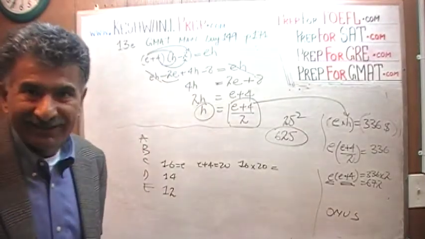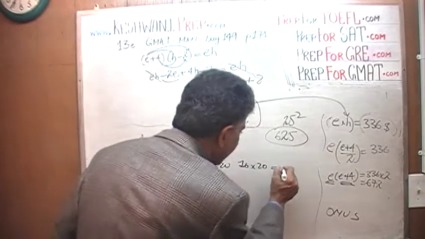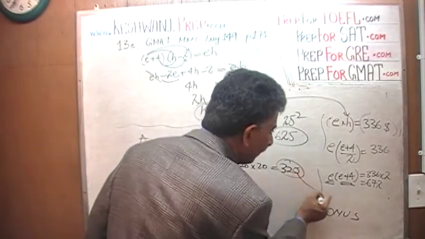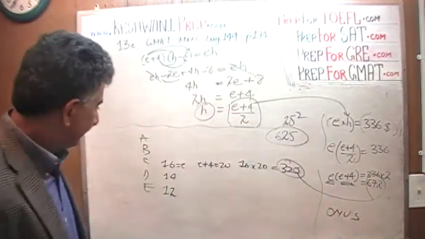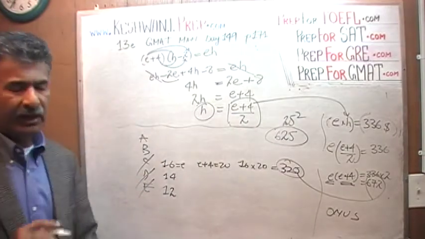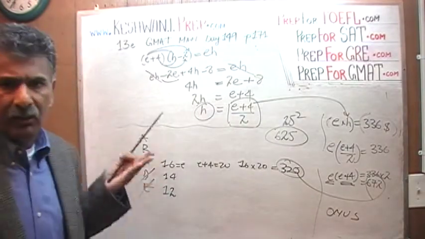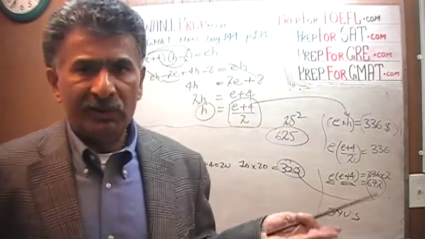16 times 10 is 160. 16 times 20 is 320. This is way too small. We are looking for 672. These two answers are way too small. So the answer has to be either A or B. One says 24, one says 28.